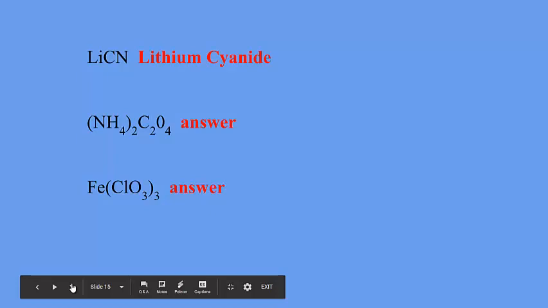How about this next one? We actually have 2 polyatomic ions here. Ammonium, our only positive polyatomic ion, and what is left is the C2O4. That would be oxalate.